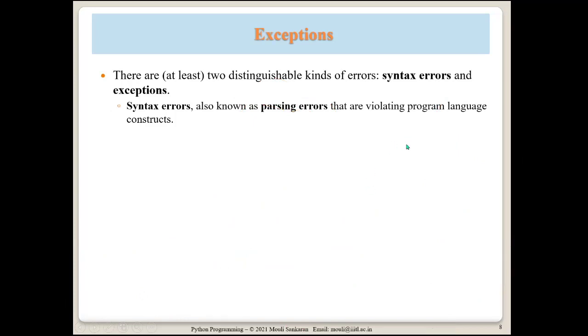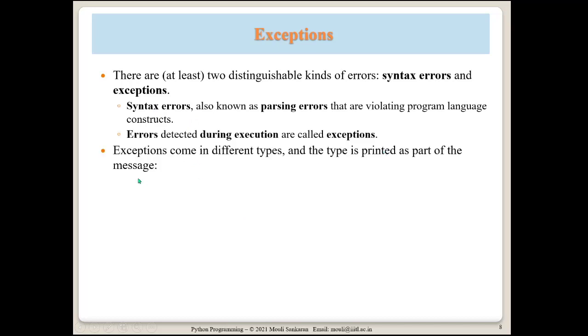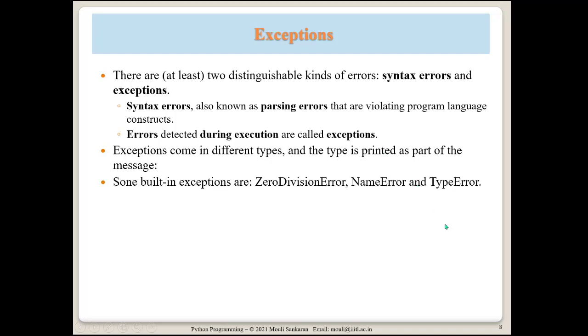Okay, but there are some minor differences between languages, but the philosophy is the same. So errors detected during execution are called exceptions. Exceptions come in different types, and the type is printed as part of the message. So the different types of exceptions are ZeroDivisionError, NameError, TypeError.